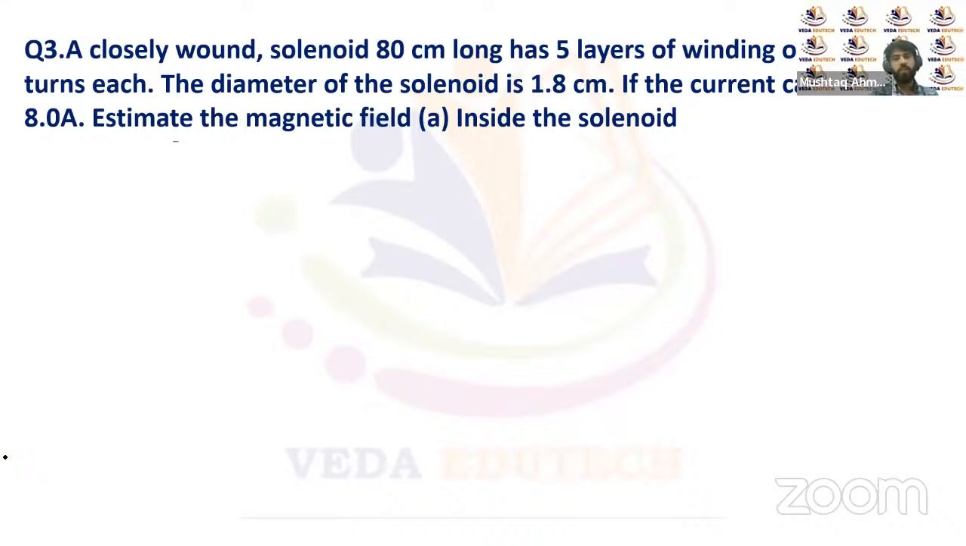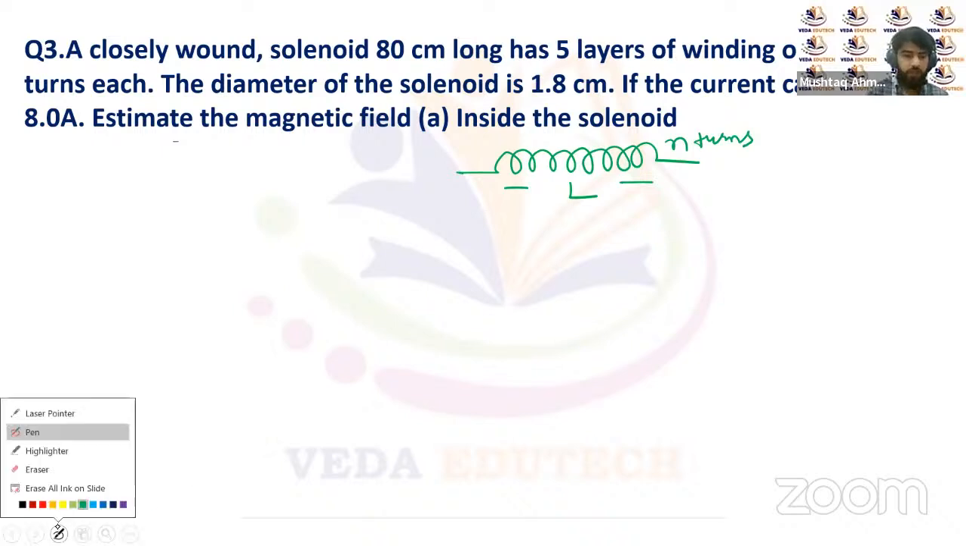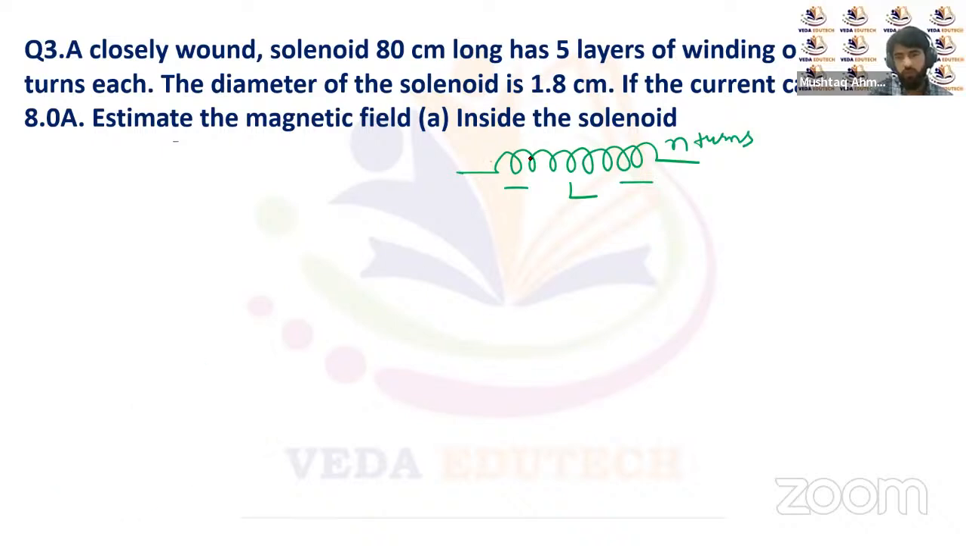Now, question number 3 is that a closely wound solenoid 80 centimeter long. It means that we have to talk about the magnetic field due to a solenoid. Let's suppose we have a long solenoid, and the length of the solenoid is L, and there are N turns in this solenoid. The magnetic field along the axis of the solenoid will be a uniform magnetic field, and uniform magnetic field lines are represented by straight lines parallel to each other with equal distances between the two magnetic field lines.